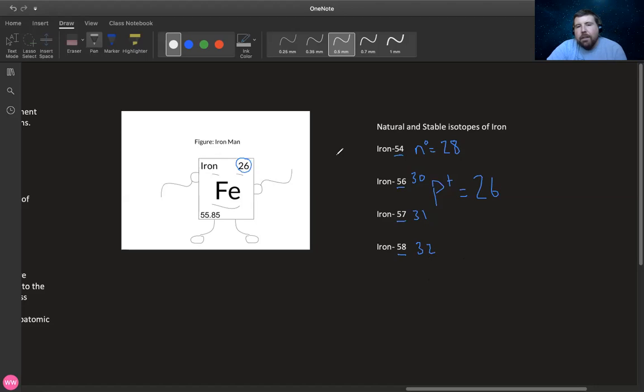This is going to be important for our next lesson on mass spectroscopy. So make sure you're comfortable with the idea that an element can have different numbers of neutrons.